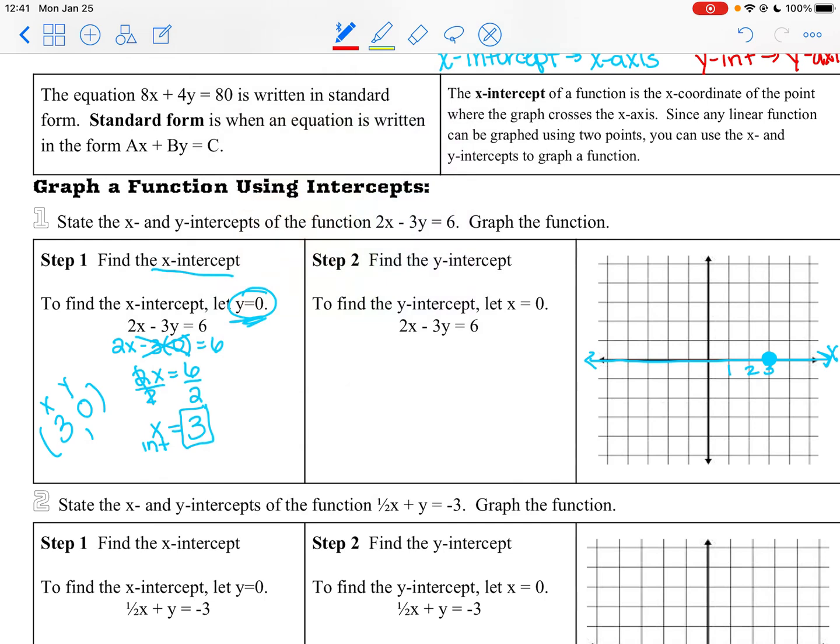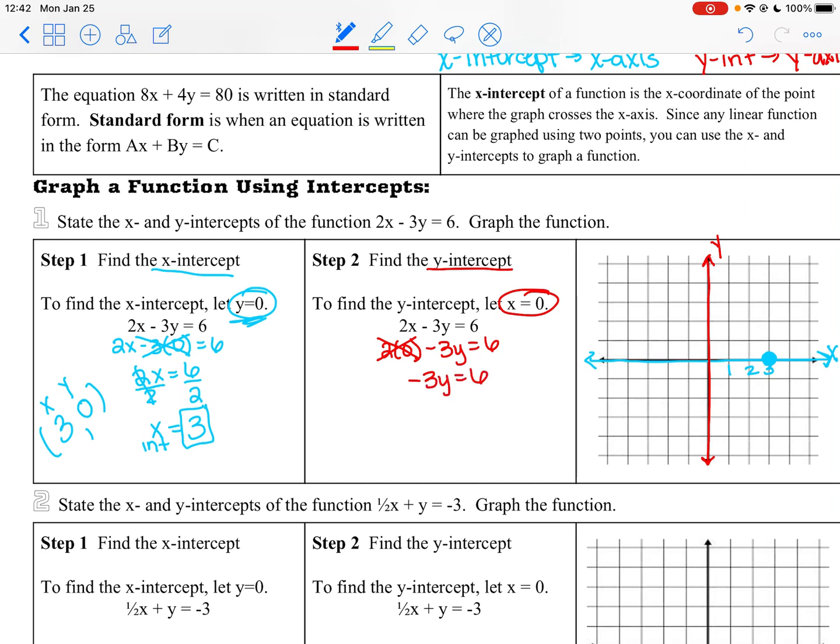Next, we're going to find the y-intercept. So to find the y-intercept, we're going to think about the y-axis, and at every point on the y-axis, the x value is 0. So to find the y-intercept, I'm going to plug in 0 for the x. So that'll be 2 times 0 minus 3y equals 6. And the function of multiplying by 0 is that it cancels out this term. So it leaves me with -3y equals 6.